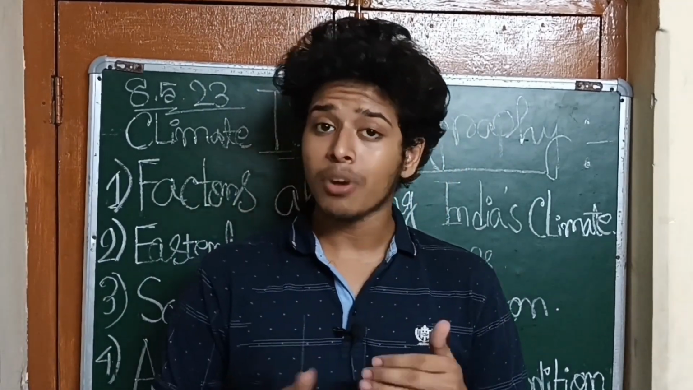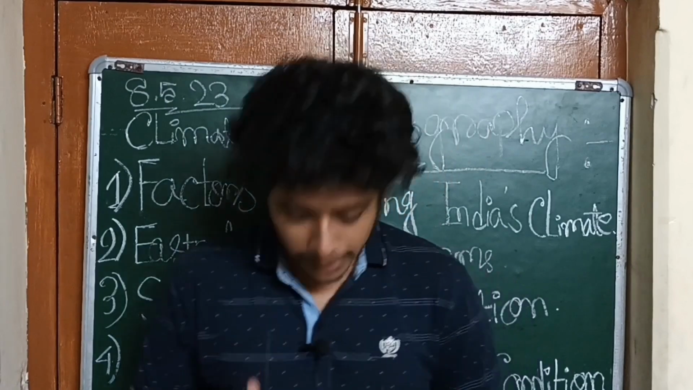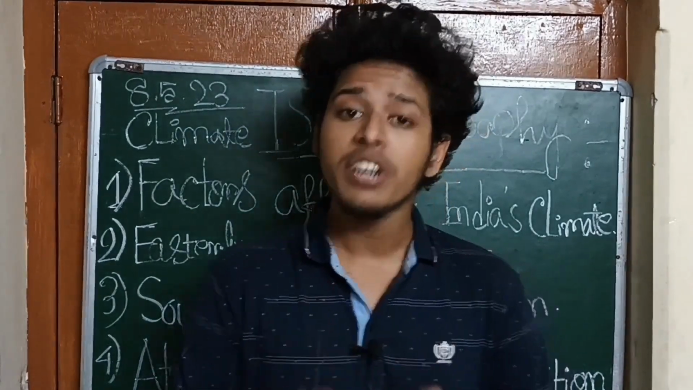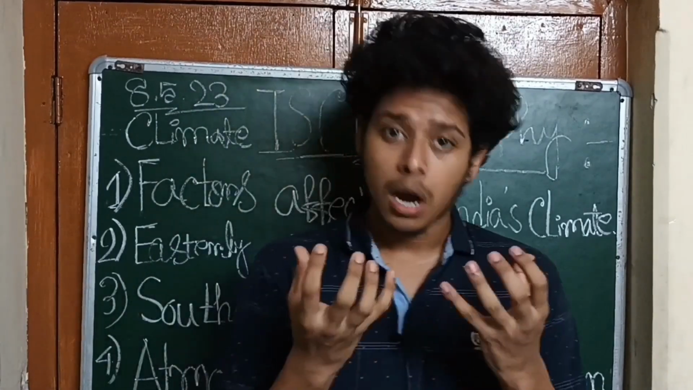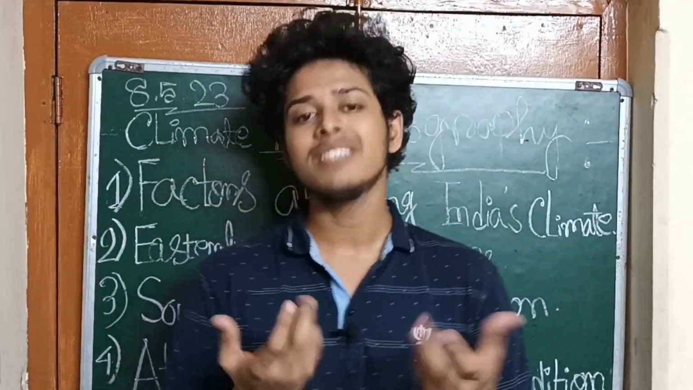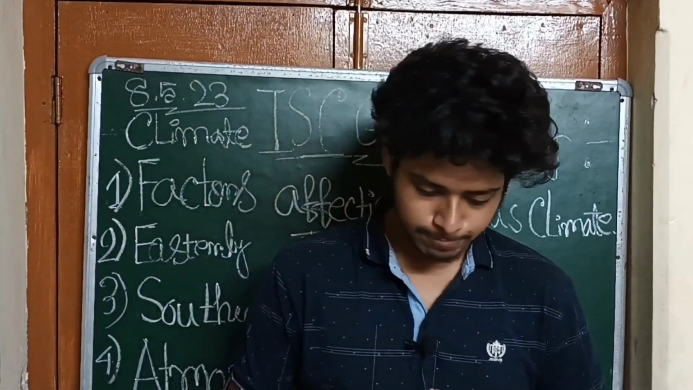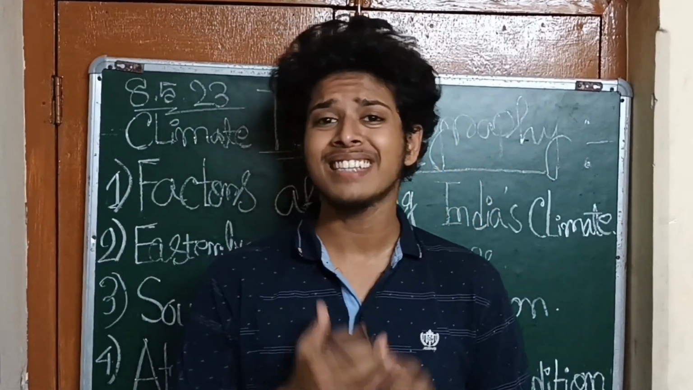So the tropical cyclones also get developed in the Bay of Bengal, and it brings retreating monsoon in the eastern coast during the month of October and November. Now we'll talk about the most important point, that is the El Nino effect.